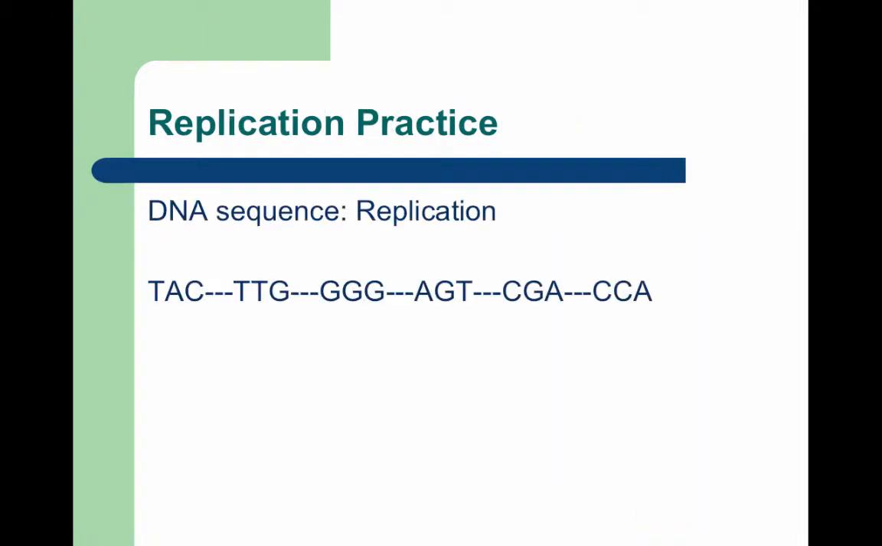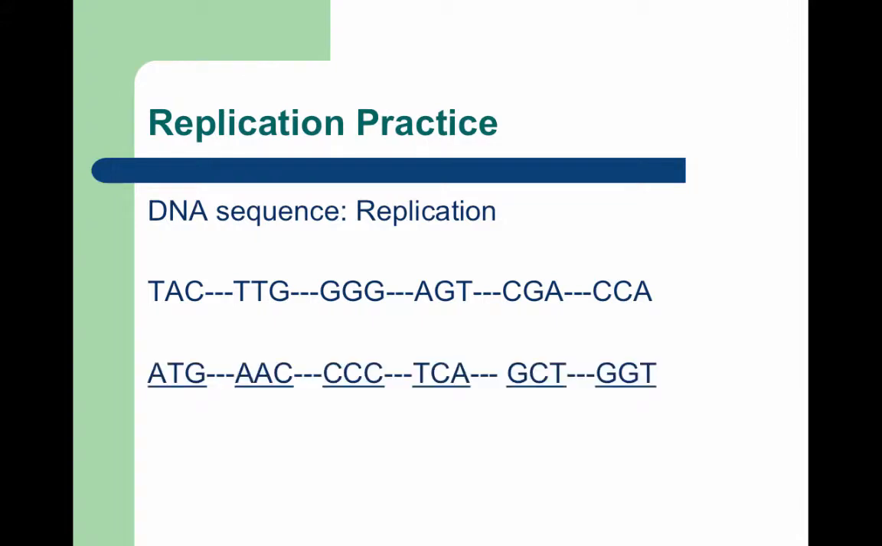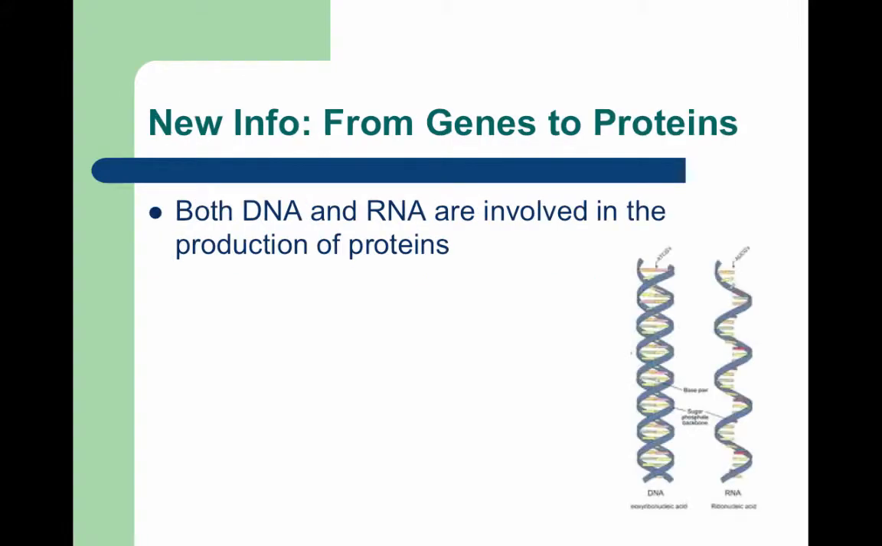All right, so let's take this strand of DNA here. This is going to be problem number 1 in your notes. Go ahead and replicate it. Give it the complementary strand. So it should look something like that. TAC converts into ATG, TTG into AAC, and so on and so forth down the line. You're just making the complementary sequence when we replicate. So that's kind of the review of replication.